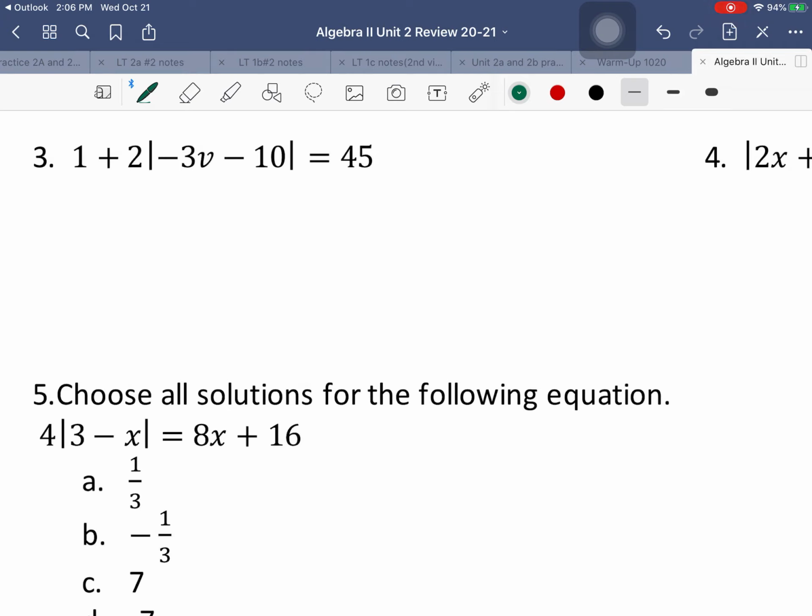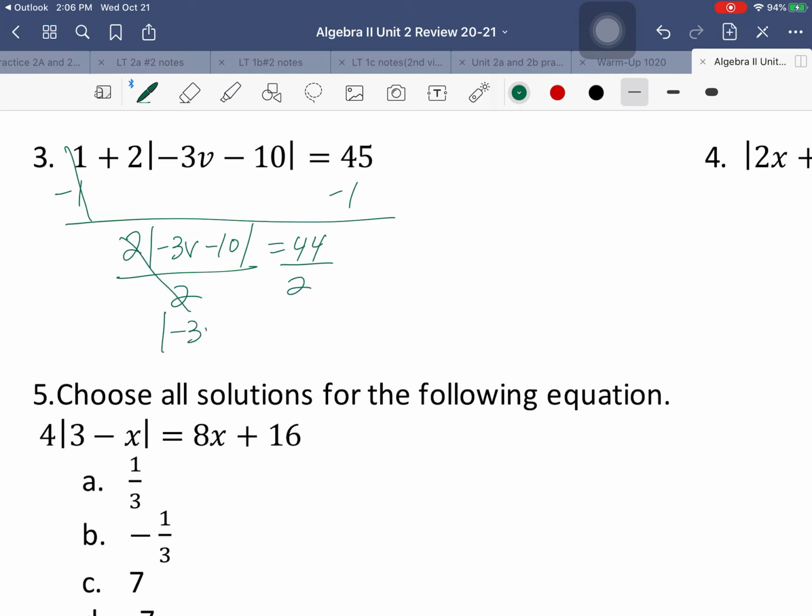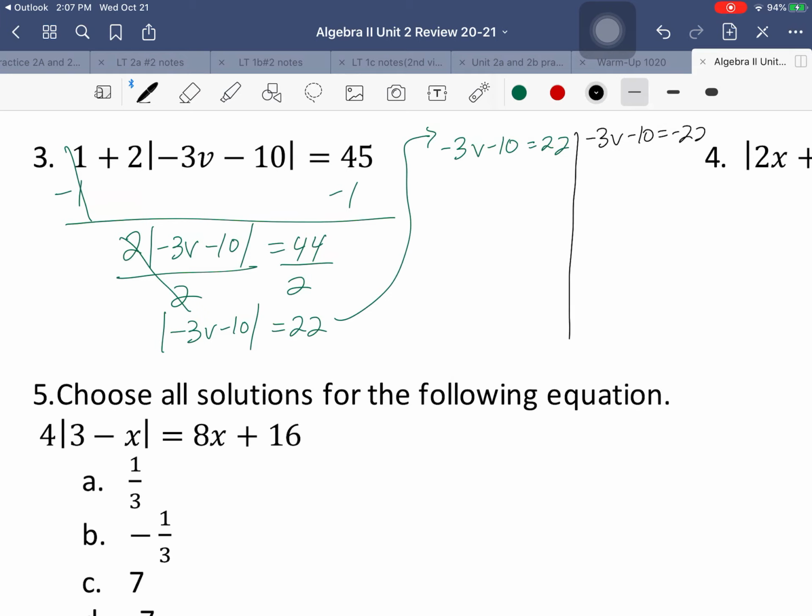Number 3. Isolating the absolute value. You have a 1 here, so you should subtract 1. It's the absolute value of negative 3v minus 10 equals 44. Divide by a positive 2. Now the absolute value is isolated. It's a positive number, so we can break this up into two problems. Negative 3v minus 10 equals positive 22, and negative 3v minus 10 equals a negative 22. Solve both of these equations.